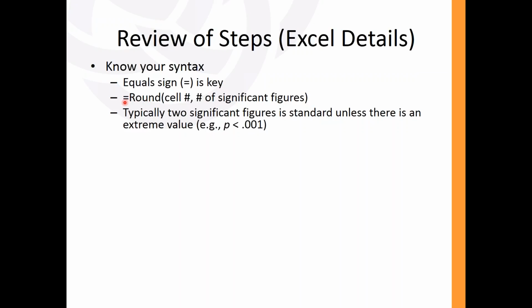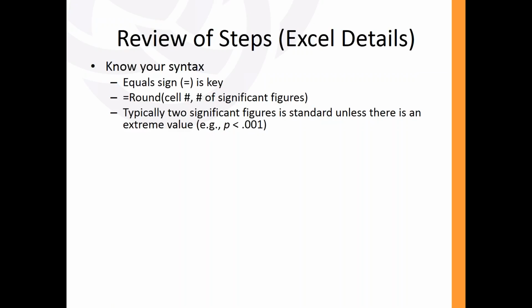But basically what you do is you type into Excel equals round, you open a parenthesis, you tell it what cell you want to round off, and then add a comma, and then the number of significant figures that you want. So we'll see how that works in a minute. And typically, according to the APA format, you want 2 significant figures. Sometimes it's different, and I'll let Dr. Patterson jump in here if there's anything that I'm missing here.